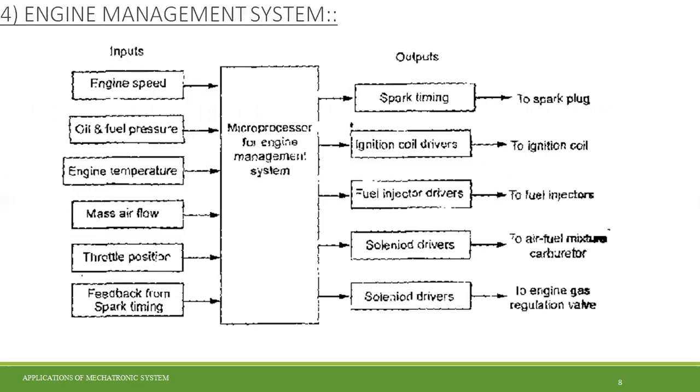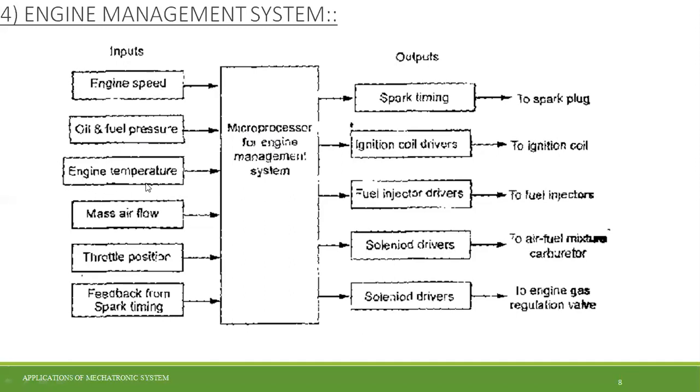Next one, engine management. Simultaneously here, some inputs and outputs will be achieved in the case of this engine management also. See here, the engine speed needs to be maintained, and that will be fed back to the microprocessor for the engine management system. The second input is oil and fuel pressure. So for necessary speed maintenance, oil and fuel also need to be observed. That also needs to be analyzed by a mathematical calculation by the microprocessor.